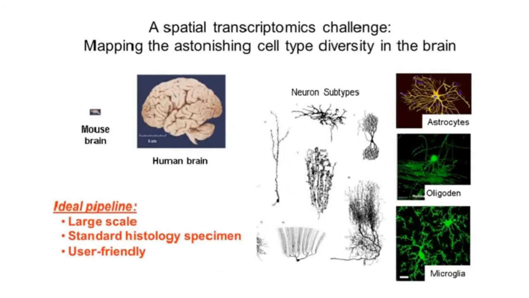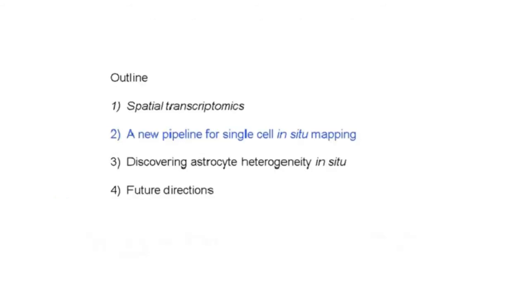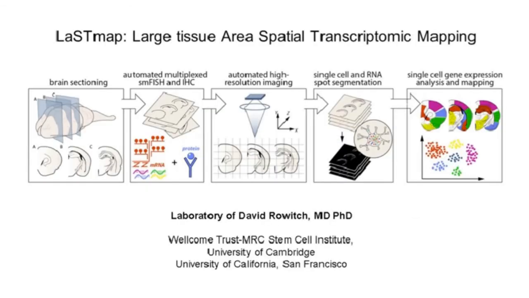So as you can see, there is a number of technologies, but which one is the best for the brain? Right off the bat, looking at what's available, we realized that most of the approaches had automation and imaging bottlenecks, limiting their application to large tissue areas like the brain. So as an alternative, we wanted our pipeline to deliver large-scale, high-throughput output and satisfy the brain cell type gene expression requirements that I mentioned before. So this led us to adapt and combine a number of existing technologies to deliver our new pipeline.